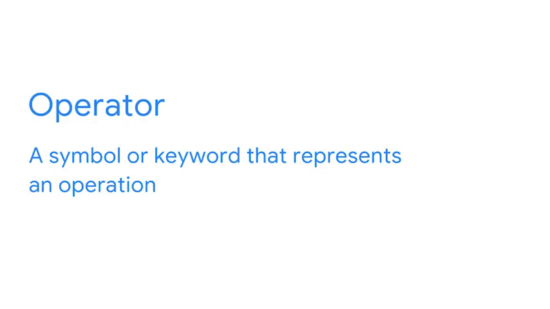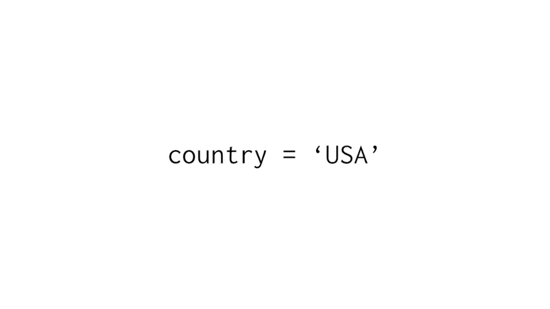Before we get started, we need to focus on an important part of the syntax of SQL. Let's learn about operators. An operator is a symbol or keyword that represents an operation. An example of an operator would be the equal to operator. For example, if we wanted to find all records that have USA in the country column, we use country equals USA.